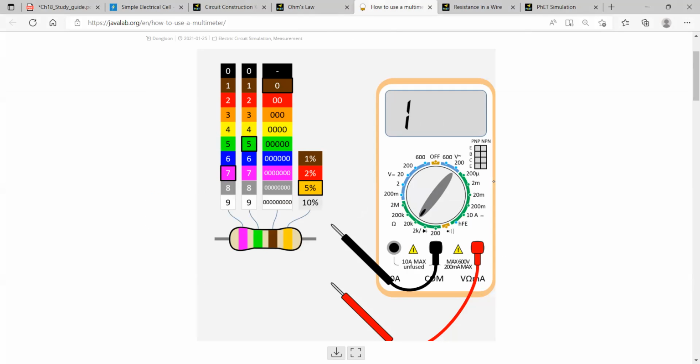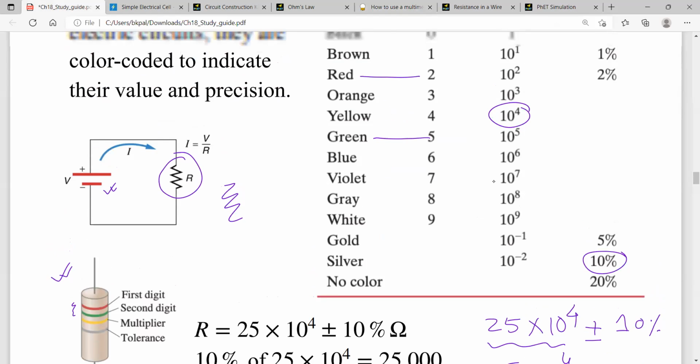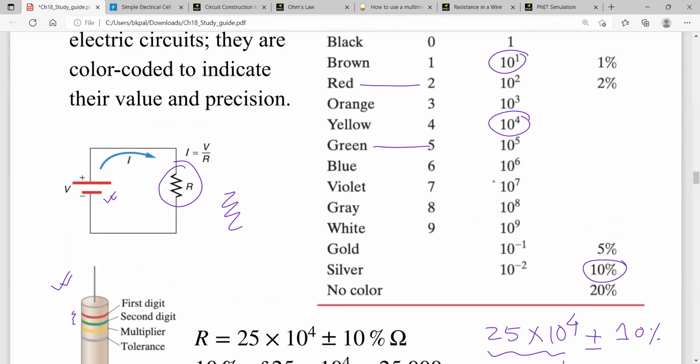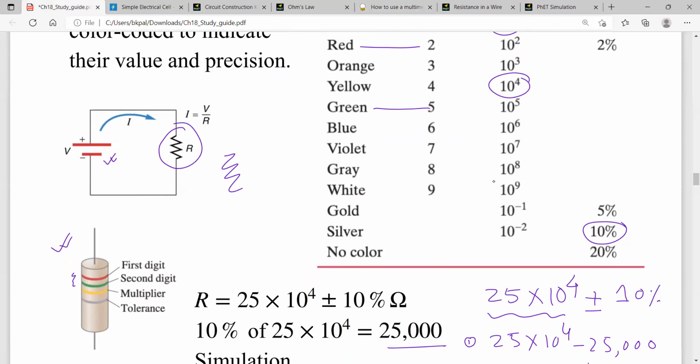So the first one, pink, is the first digit, so it should be 7. The second one is green, so it should be 75. And the multiplier, here 0 means 10 to the power 1. If you go to here, you see that brown means 10 to the power 1. So what we expect is 75 times 10 to the power 1, so 750, right?